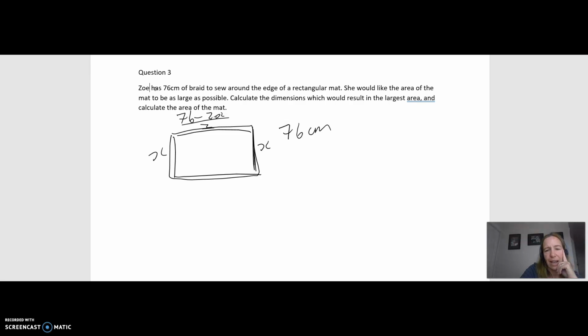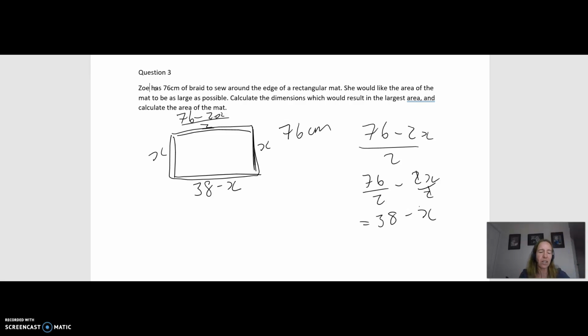that side. I'm just going to do a little bit of basic maths on the side here. When you've got this little expression, I can write that as 76 over 2 minus 2x over 2. 76 divided by 2 is 38, and 2 divided by 2 is 1. So my side is 38 minus x. We could have simplified later, but that's just going to make it easier when I set up my equation.